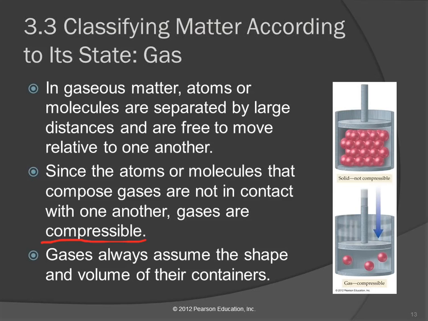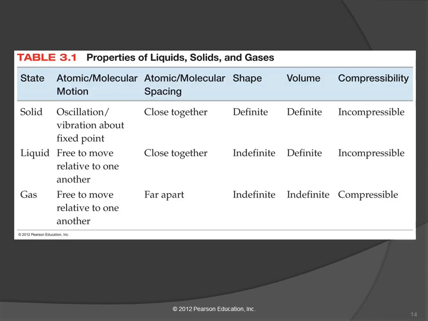Gases always assume the shape of their container and the volume. So they're a little bit like liquids in that they take on the shape, but they also take on the volume of the container. So this table just kind of summarizes that information in terms of the motion of the particles, how they're spaced, the shape, the volume, and the compressibility. And so you should be familiar with those ideas.